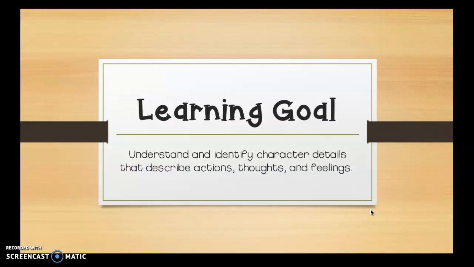Your learning goal: you need to be able to understand and identify character details that describe actions, thoughts, and feelings. Try doing that the next time you read a story, just like I did today with A Chair for My Mother.